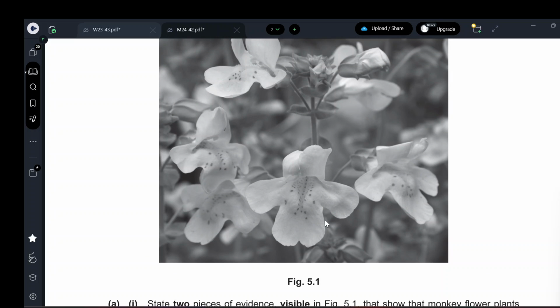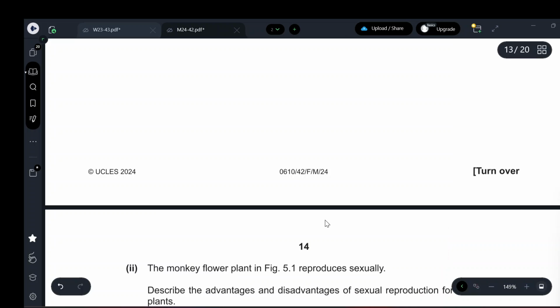There is nothing else visible. There is nothing else that I can see. I cannot say colorful because I cannot see colors. It's a black and white picture. I cannot see the stigma and the anther inside the flower. I cannot see them. They're not visible. You can't see. The monkey flower reproduces sexually.